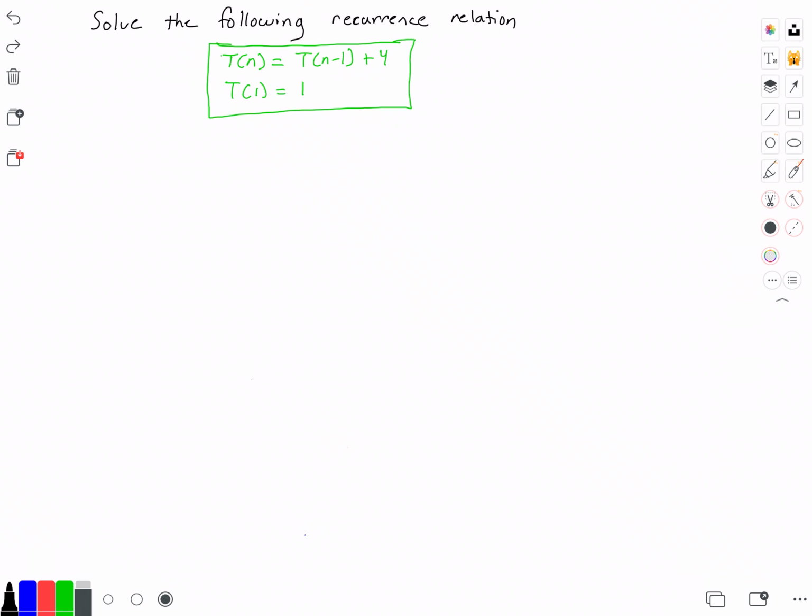So the first thing that I'm going to do is create two different columns. One column I'm going to call K, and this column will hold the number of iterations that we go through to solve this problem. And then I'm going to have another column called T of n, and this column will hold the recurrence function at that current iteration. So it's going to show us what that function looks like.